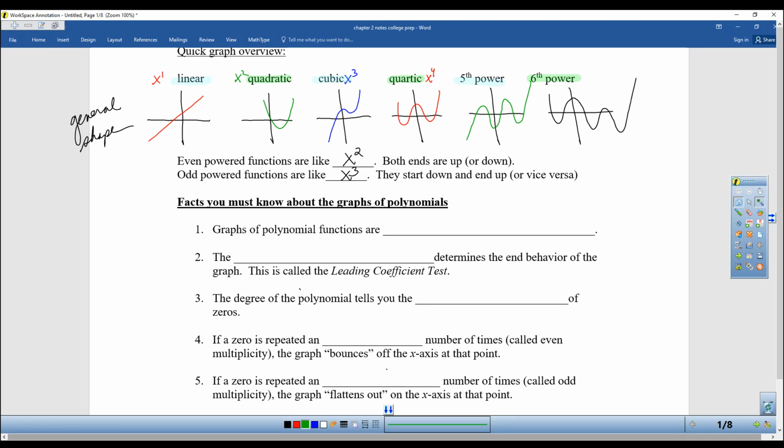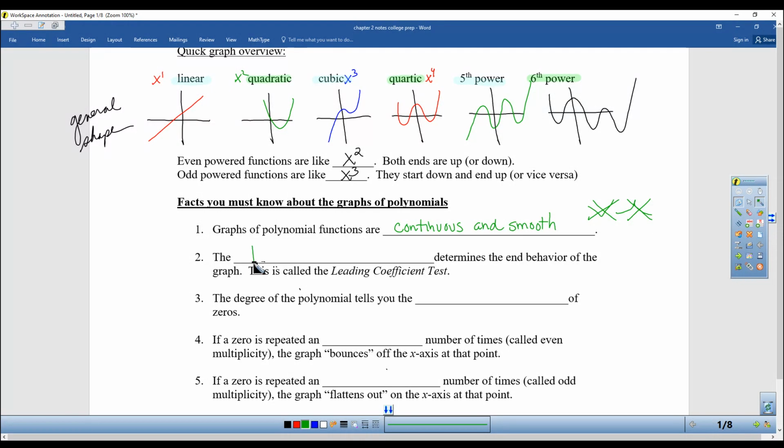Here are some facts that you need to know about the graphs of polynomials. Graphs of polynomials are continuous. It means that they don't break, they just have a nice flow, and they're smooth. So you're not going to see things like that. You're not going to see things like that.